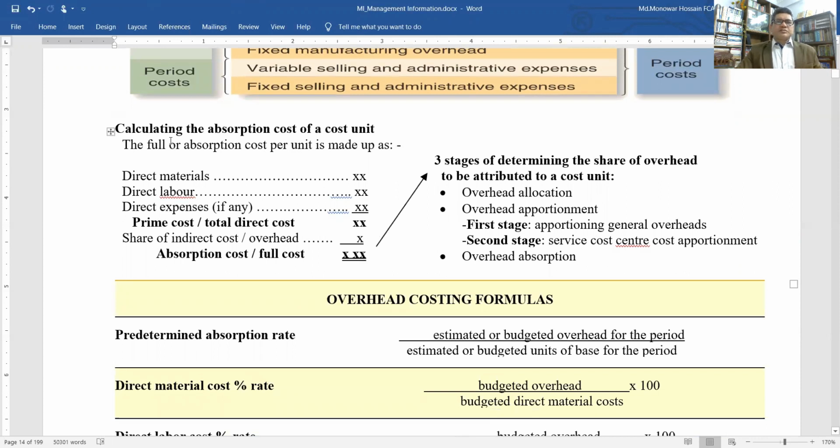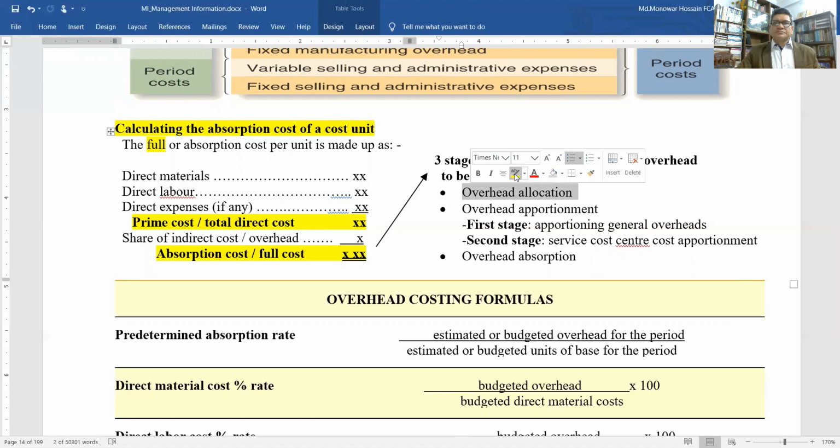So calculate the absorption costing cost per unit. Absorption costing is also called full costing. That means three stages. One, direct material, direct labor, direct expense. That will give the prime cost, the total direct cost. And with the direct cost, the share of indirect cost or overhead items, then we will get the absorption cost or full cost. So there are three stages of determining the share of overhead to be attributed to a cost unit.